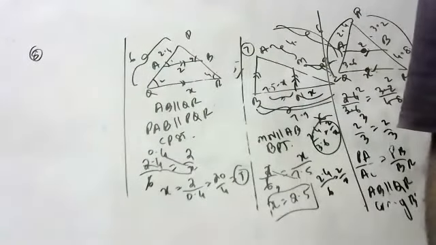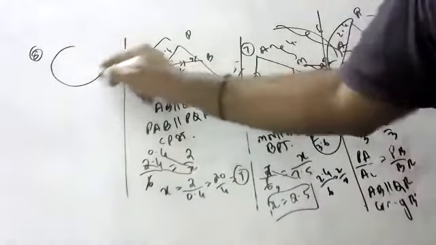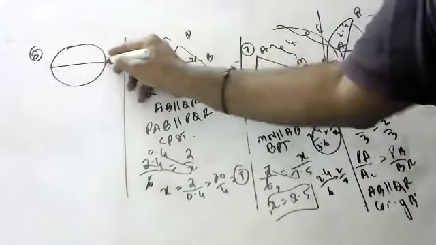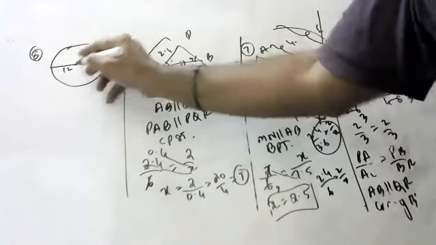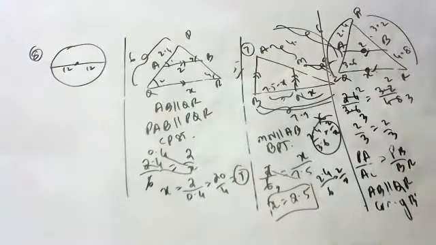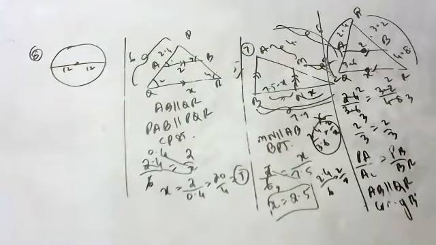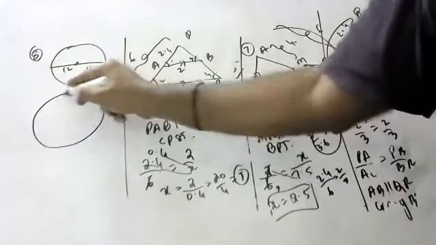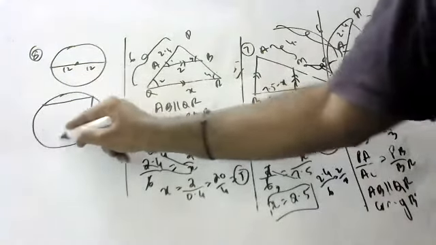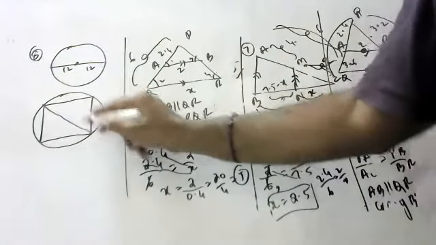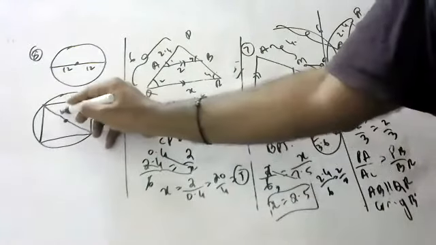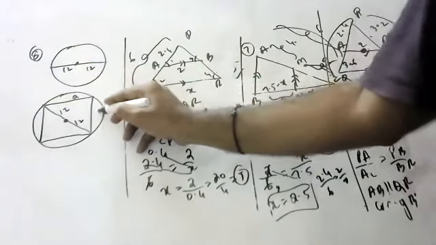What is the area of a square that can be inscribed in a circle of radius 12 centimeters? This is a square. This is the diagonal. This is 12, this is 12, this is A, this is A.